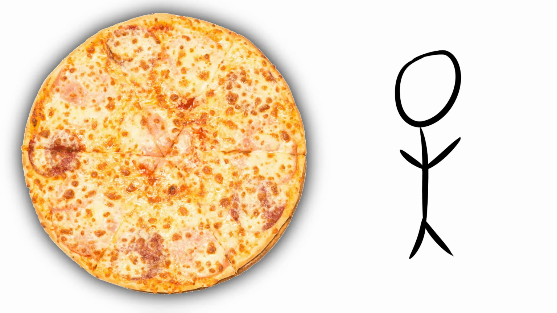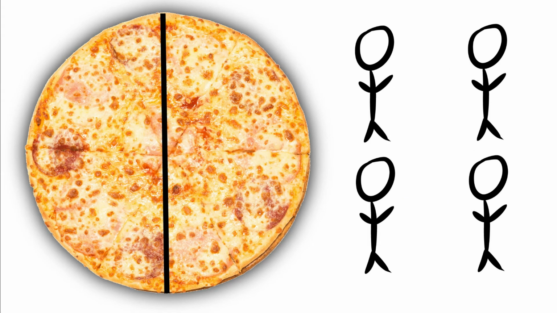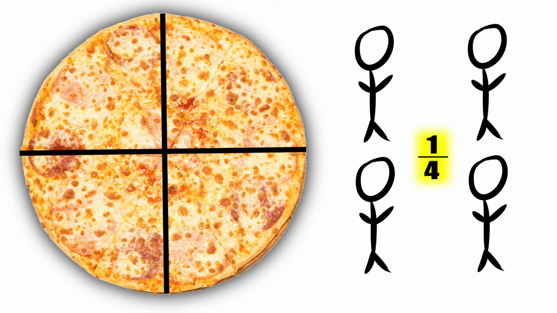Now let's try something a little more tangible. You order a large pizza for the table. If two people want to eat an equal amount of pizza, you would cut the pizza in two equal halves. So everyone is eating a half of the original pizza. If four people want to eat an equal amount of pizza, you would cut the pizza into four equal slices. So everyone is eating a quarter of the original pizza.